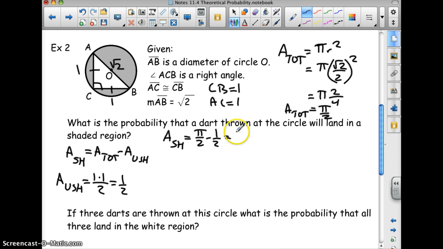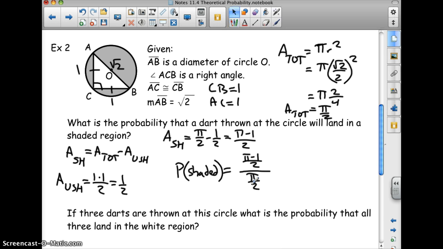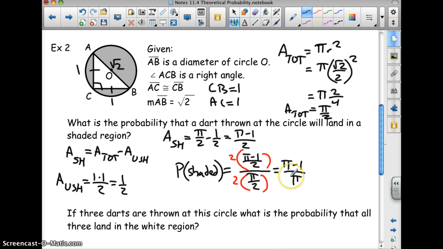Now, that's got a common denominator, so it's pretty easy to do that. Pi minus 1 over 2. Now, to find the probability of the shaded area, that's going to equal the area of the shaded, which was pi minus 1 over 2, all over the total area, pi over 2, okay? So I can easily take this complex fraction and multiply the top and bottom both by 2, and I get it equals pi minus 1 over pi.